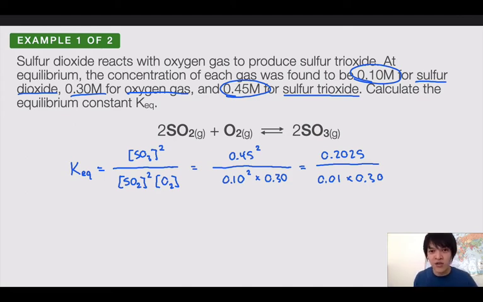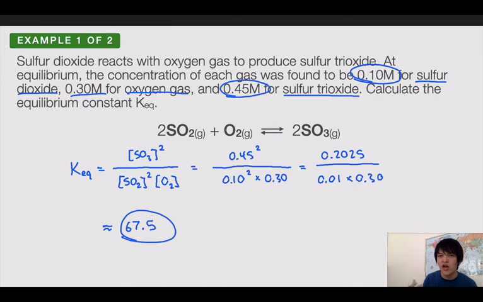If you're not sure how to type this in a calculator, you take 0.2025, divide it by 0.01, and then divide it by 0.30. So if you type all this in a calculator, you should get approximately, so I'm going to make a squiggly equal sign, which means approximately, 67.5. And since this number is bigger than 1, that means that this equilibrium favors the products a little bit more.